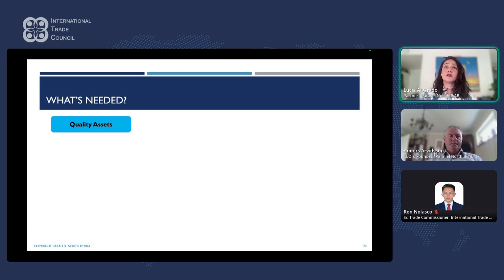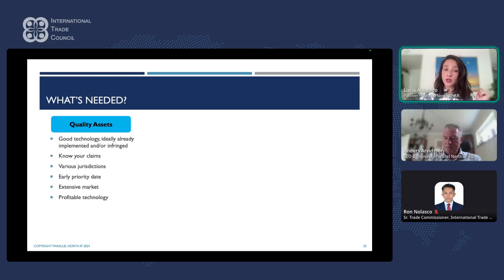Quality, of course, is subjective, but in the marketplace for monetizing assets, where your product is the patent, it's important that you have good technology, ideally already implemented or infringed. We're talking here that your product is a piece of paper that is providing a monopoly for circa 20 years.